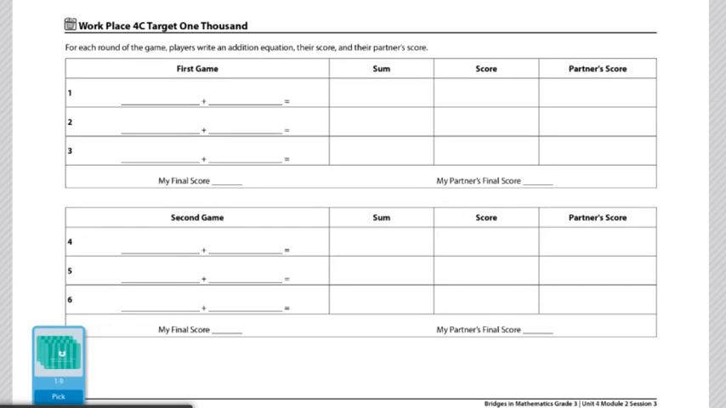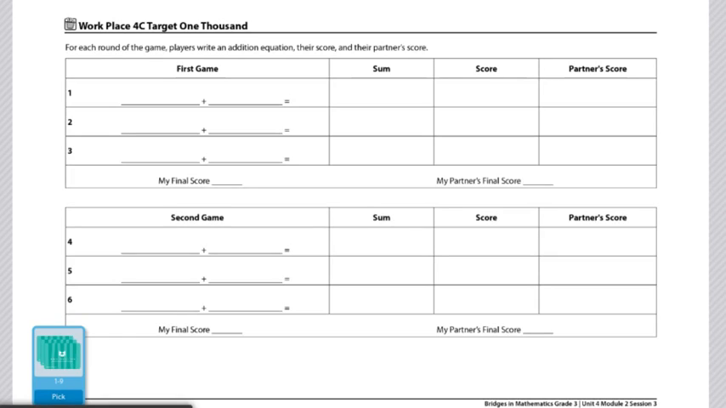These are directions for Workplace 4C, Target 1000. In order to play this game, each pair of players will need one deck of number cards with the wild card removed and shuffled, and two Target 1000 record sheets, one for each player. Players will take turns drawing 8 number cards from their deck.